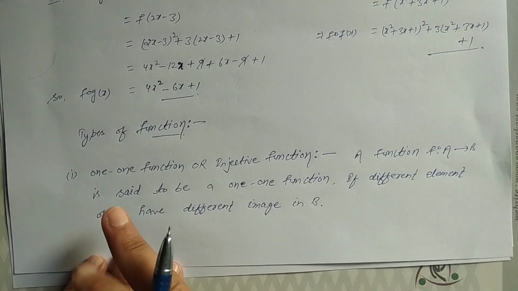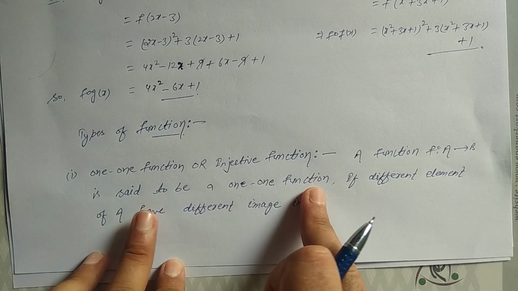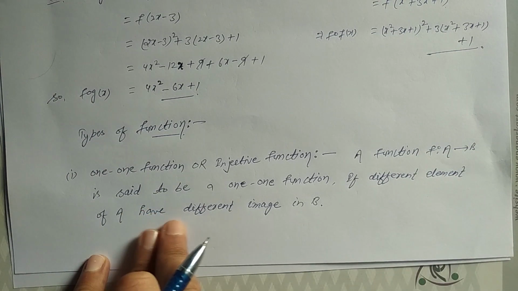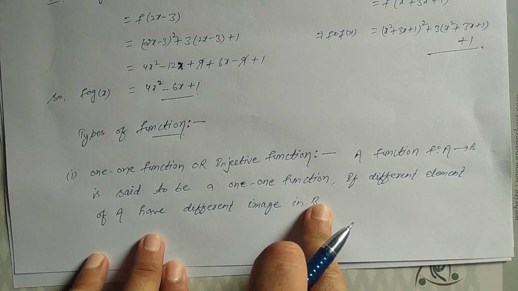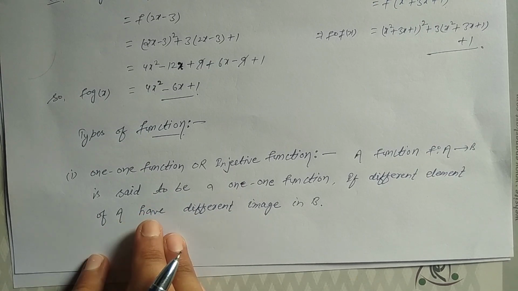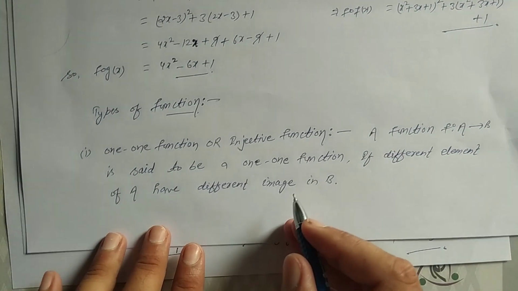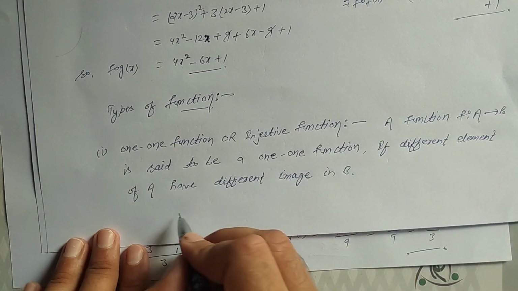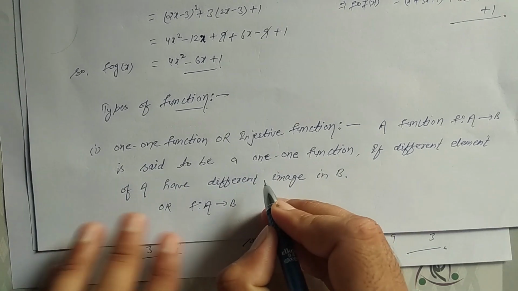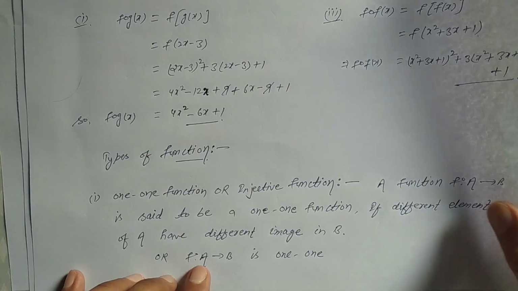Again, definition of one-one function. A function f from A to B is said to be a one-one function if different elements of set A have different images in set B. It means every element of set A is related to a different image in set B. Or f from A to B is one-one. Theoretical definition and mathematical definition.